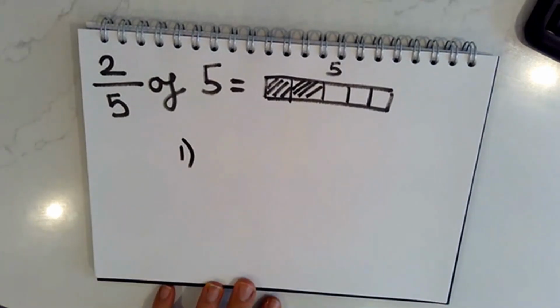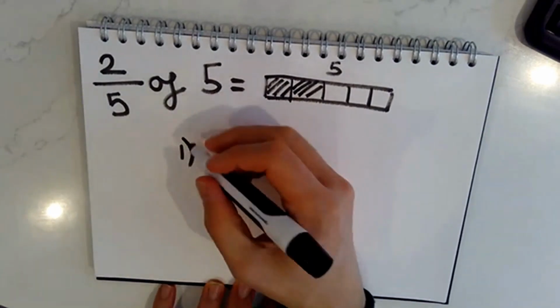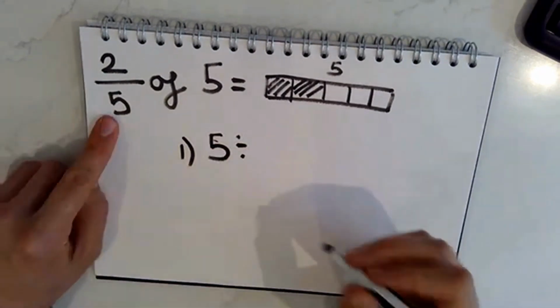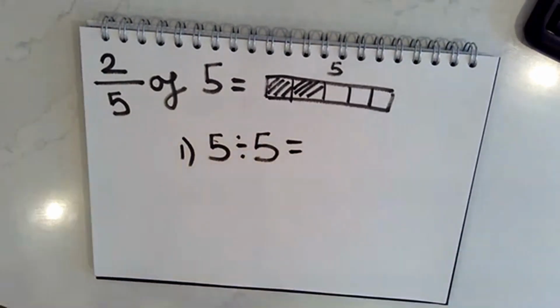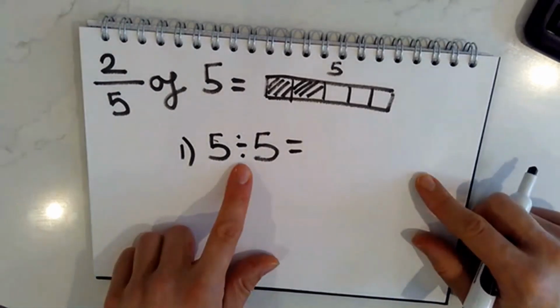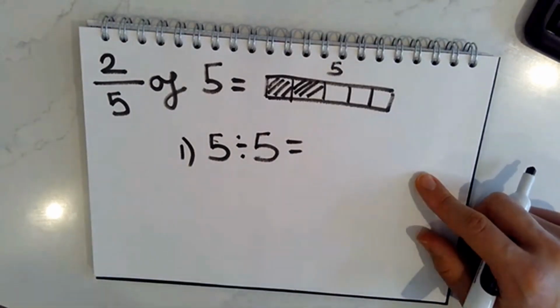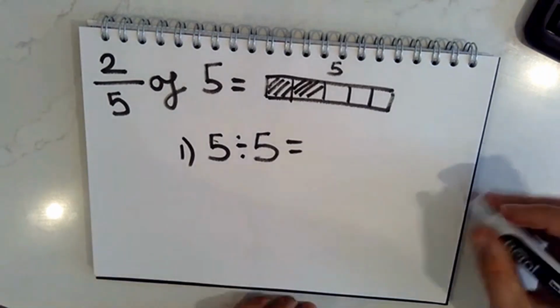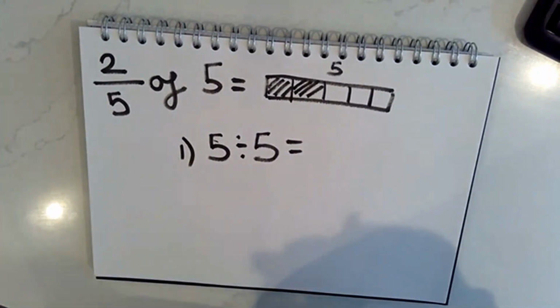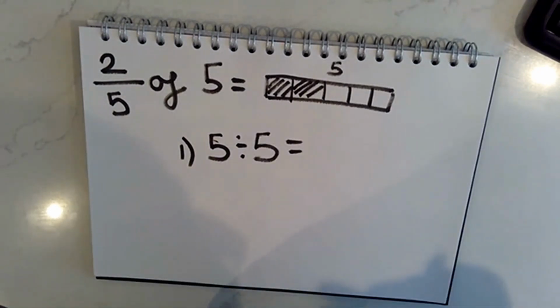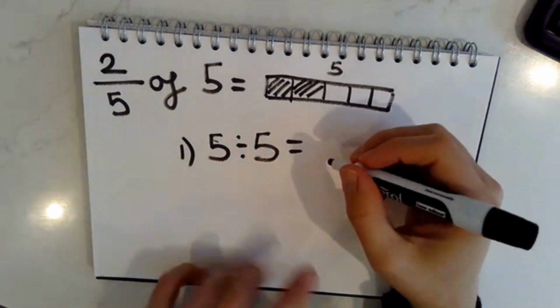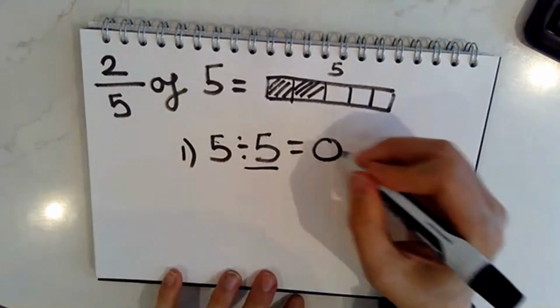To do that, I need to do the whole divided by the denominator. I need to do 5 divided by 5. Some of you might know, whenever you divide a number by the exact same number, it's always equal to 1. 5 divided by 5 is equal to 1. 10 divided by 10 is equal to 1. 50 divided by 50 is equal to 1. 1 trillion divided by 1 trillion is equal to 1. But why?